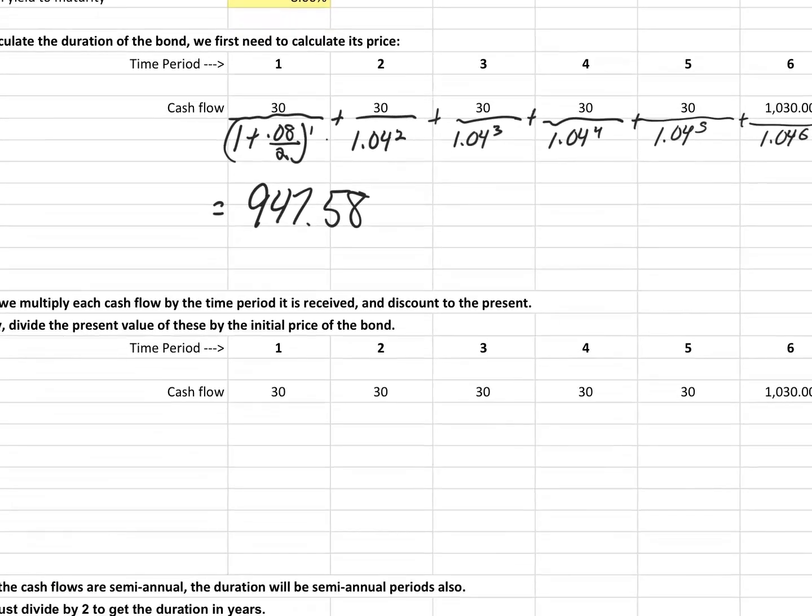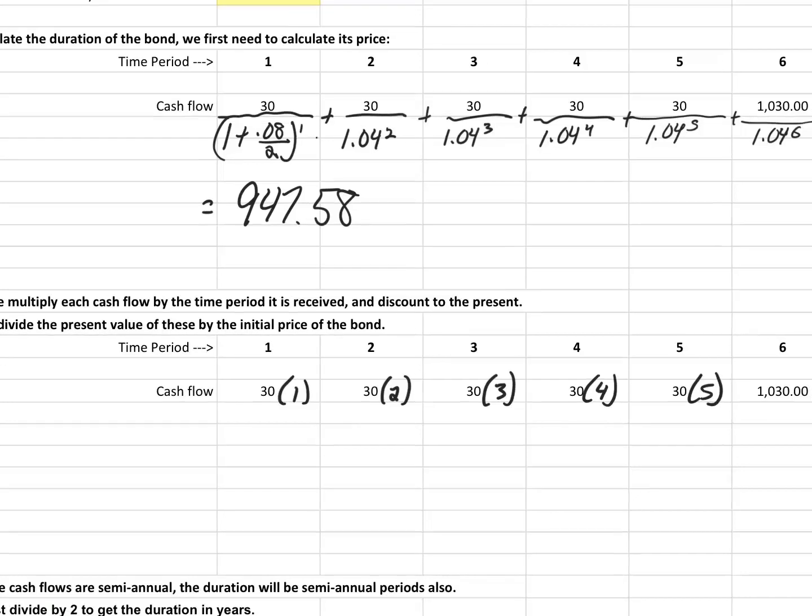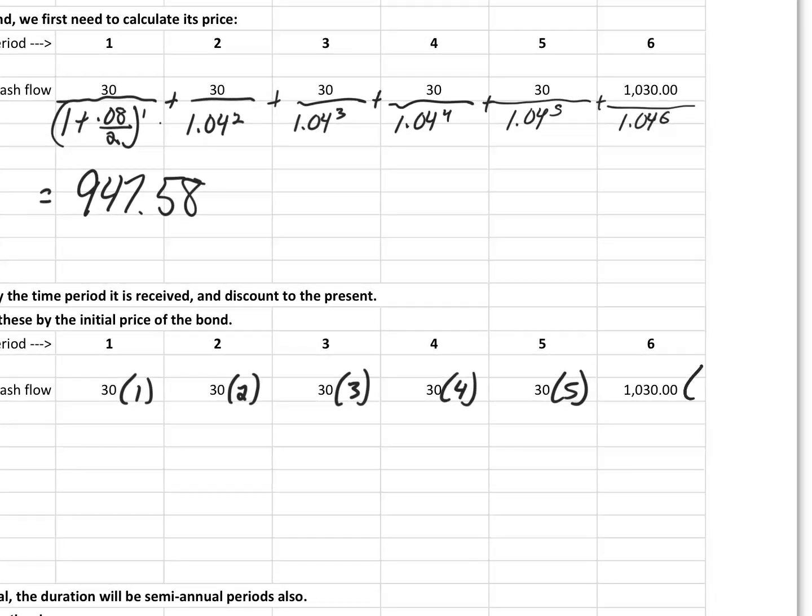Next, to calculate the duration, we'll take each cash flow and multiply it by its time period. So our first cash flow is in time period 1, second in time period 2, and so forth. Then we take each one of those and discount it back to the present, just as we did above.